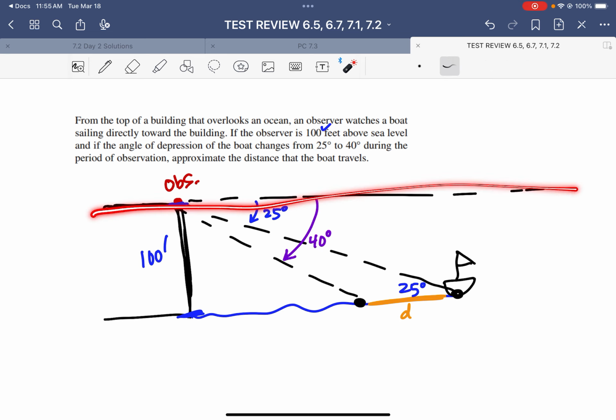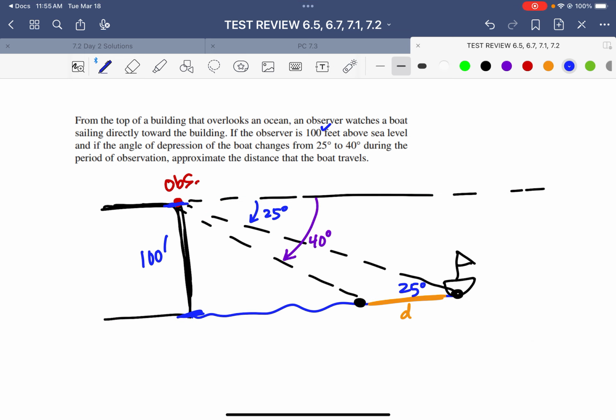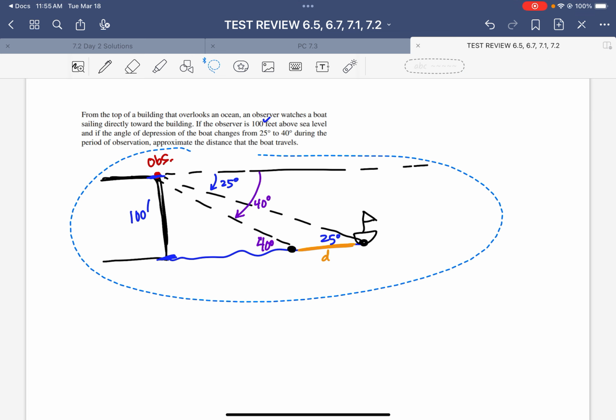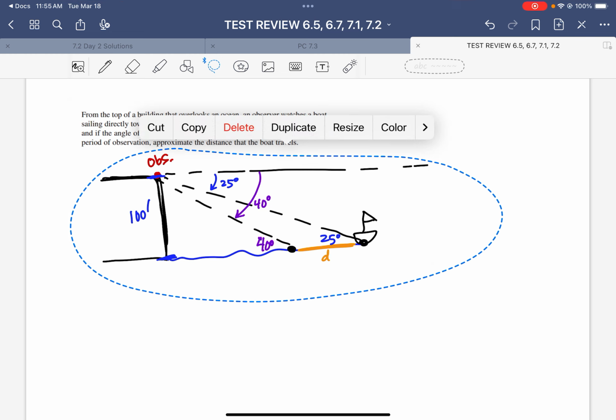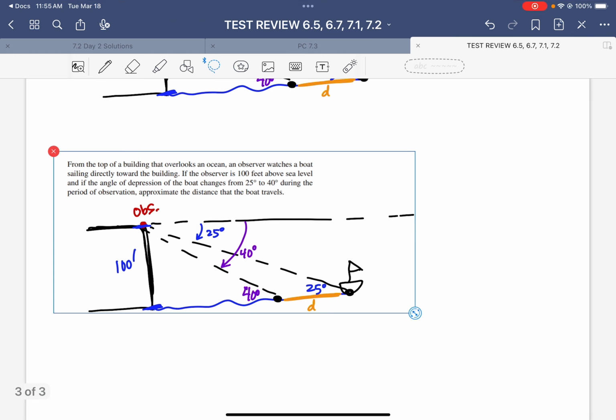Then, since the horizontal and the water are still parallel, if this is a transversal that cuts it, then if this is 40, this angle right here must also be 40 degrees. So this is 40 degrees. So what you'll see now, I'll copy all this, and then if you allow me to come down here and hit paste.